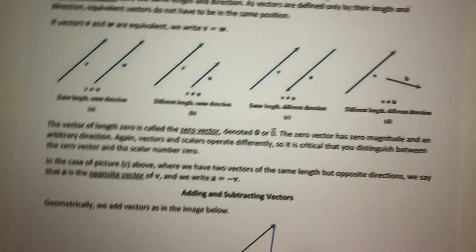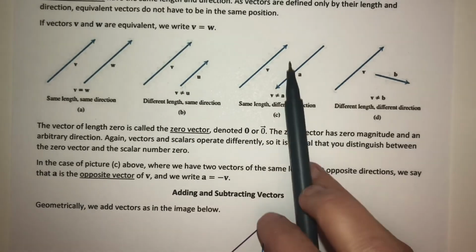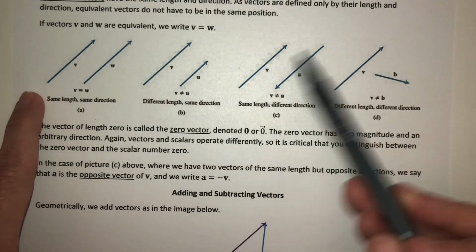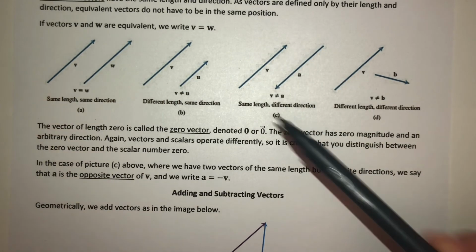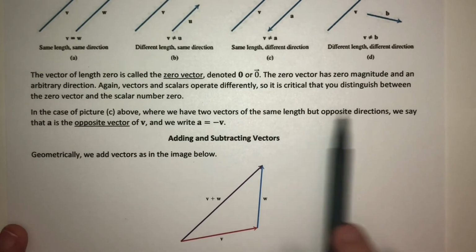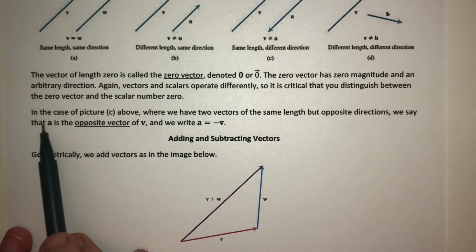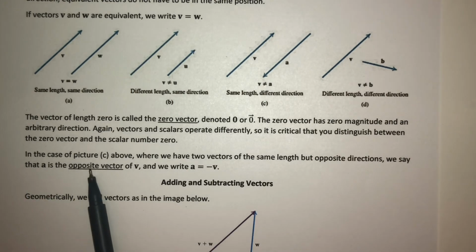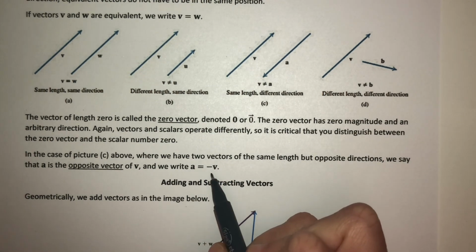Okay, now specifically in the case where everything appears to be the same except they're pointing in opposite directions, when we have two vectors that are the same length but opposite directions, we say that in this case, these are labeled v and a. A is the opposite vector of v, and very similarly to what we did in algebra, we would write that a is equal to negative v.